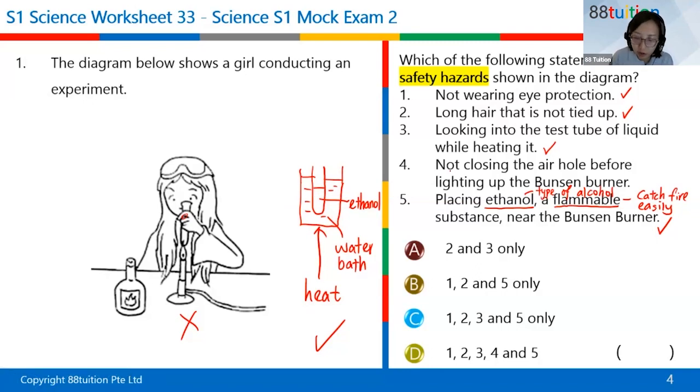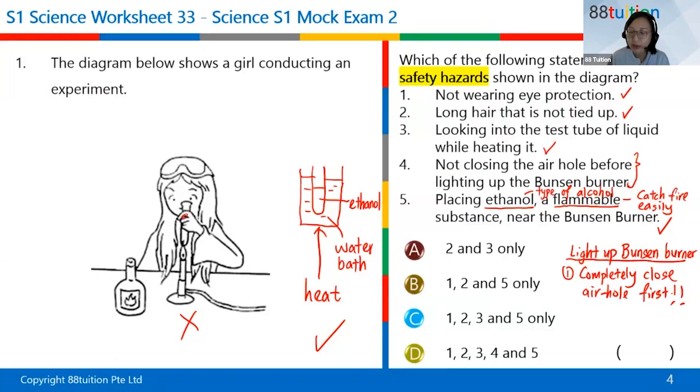Now, next, not closing the air hole before lighting up a Bunsen burner. This is a correct way to light up a Bunsen burner. If you want to light up your Bunsen burner, you should always close all the air holes. So step one, completely close the air hole. Not close halfway, please remember, completely close the air hole. Then you light up. So it is correct that you must completely close the air hole before you light up the Bunsen burner, but it is not considered a safety hazard.